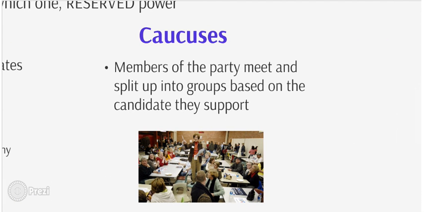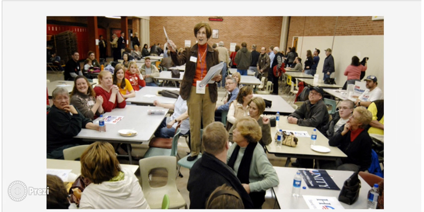The other way that we narrow things down is by a caucus. Now, a caucus is the other way that we narrow them down, but they don't actually vote to find support for whichever candidate. Members of that particular party meet and split up into groups based on the candidate they support. You can think of this like a big game of political Red Rover.